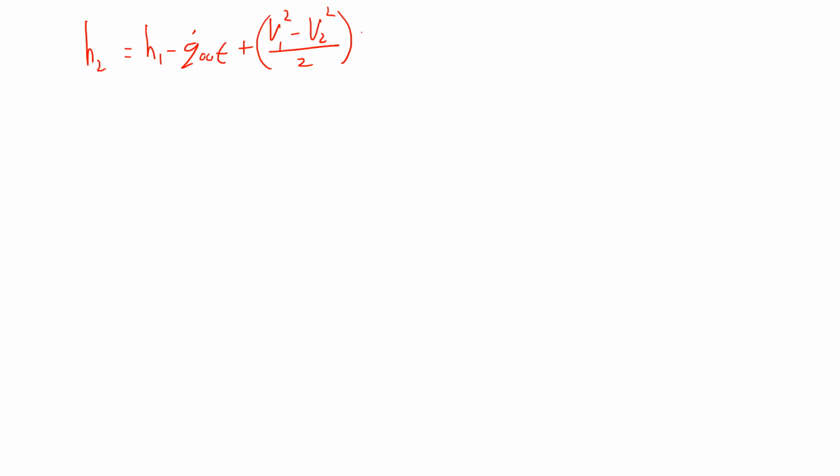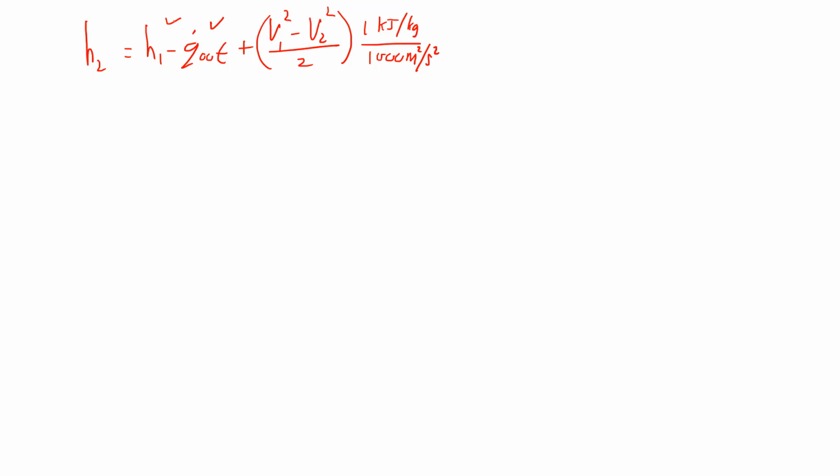Keeping in mind to multiply the kinetic energy by 1 kilojoule per kilogram over 1,000 meters squared per second squared. Now, I have Q out. I can get H1 from the ideal gas tables in the book.